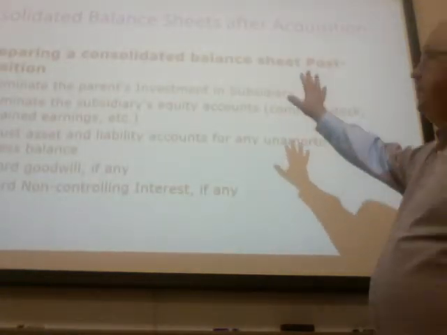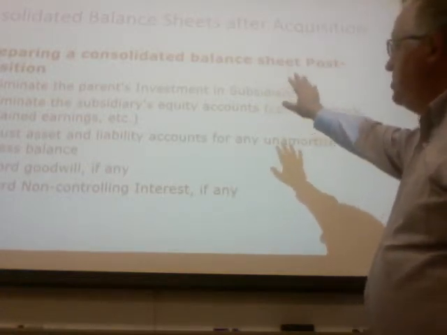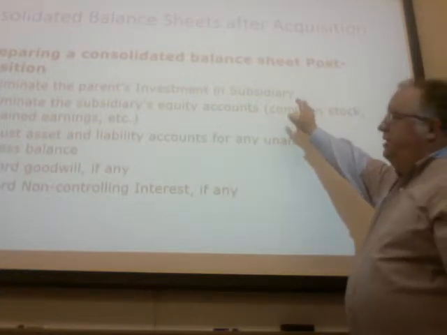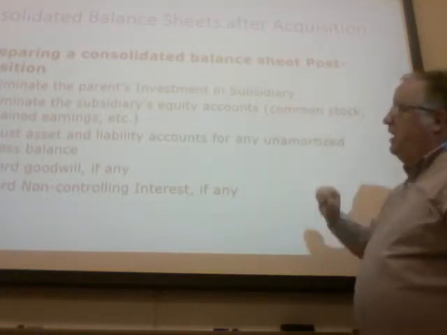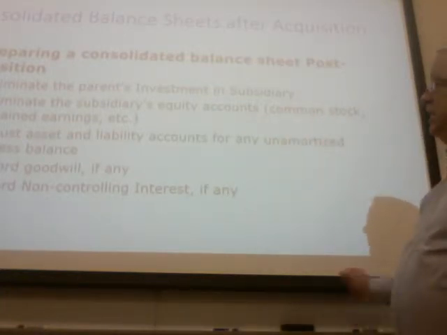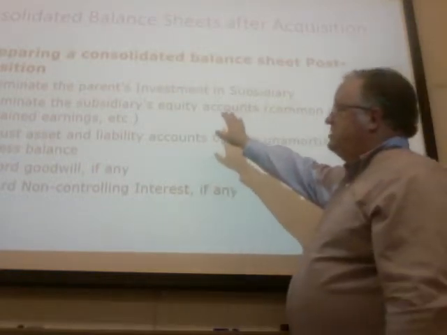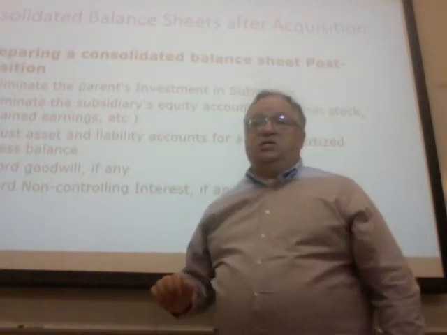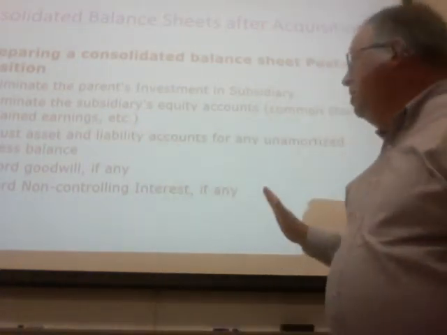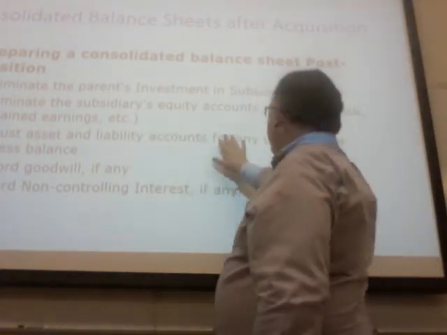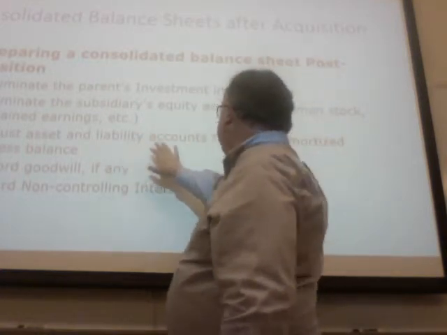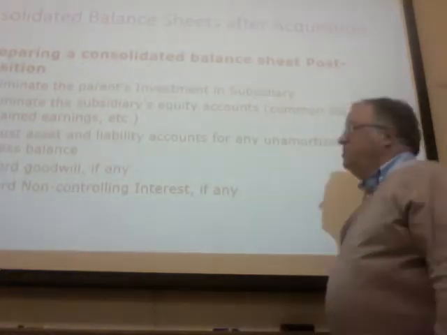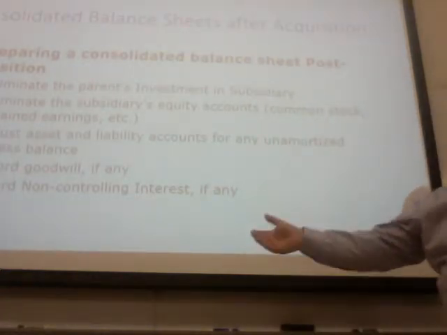Okay, consolidated balance sheets after acquisition. So in preparing the consolidated balance sheet post-acquisition, we always eliminate, as we have in the previous examples, the parent's investment in subsidiary. We'll eliminate the subsidiary's equity accounts in their entirety, common stock, retained earnings, etc. Those are completely eliminated. We'll adjust our asset and liability accounts for any unamortized excess balance. So any unamortized values that we still have in year 2 and year 3, right?